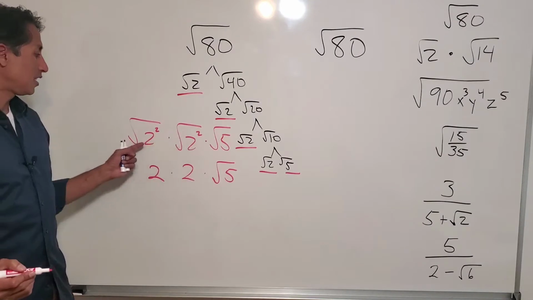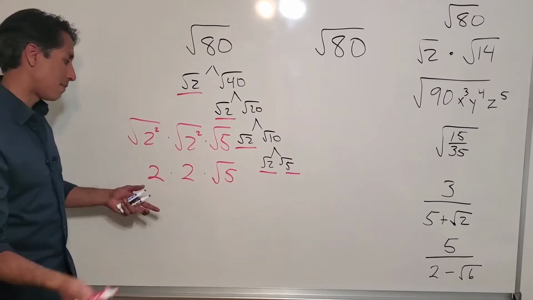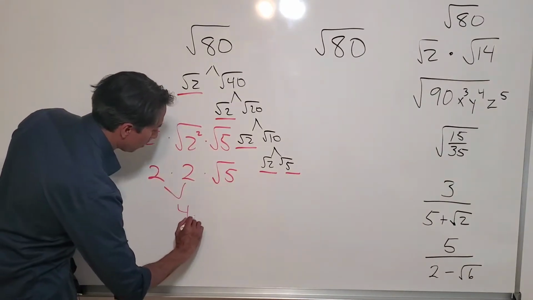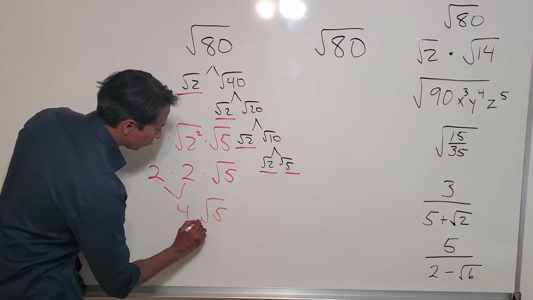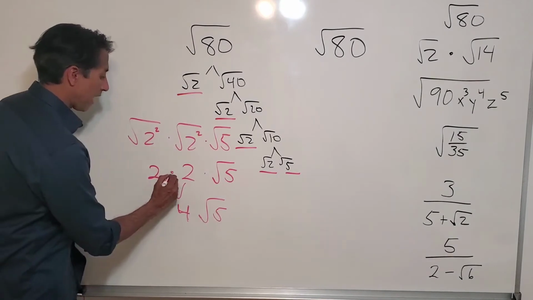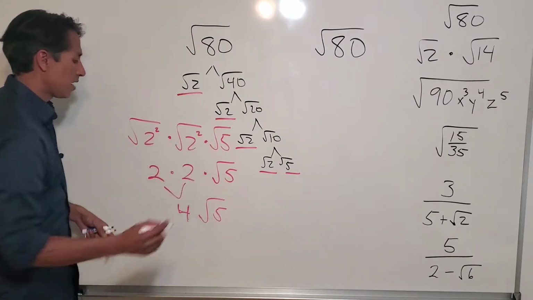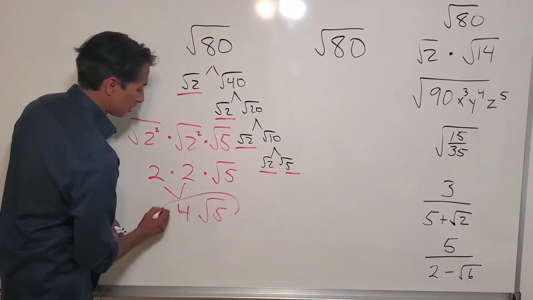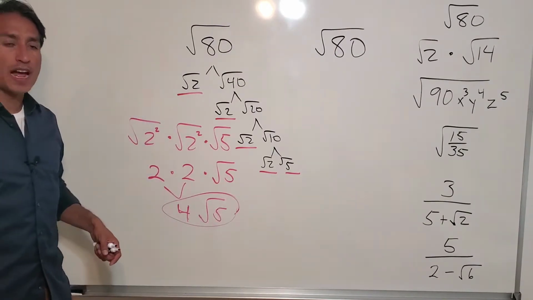Once you have these numbers that are just whole numbers, you can combine them. 2 times 2 is 4. Square root 5, we just write it next to it, which means they're being multiplied, which they are because they're factors. These are all multiplied. And this would be my final answer here, 4 square root 5.